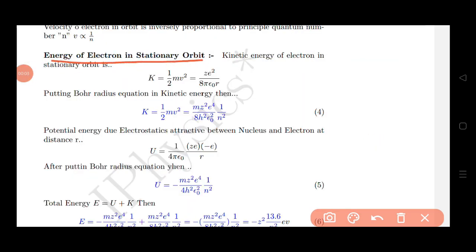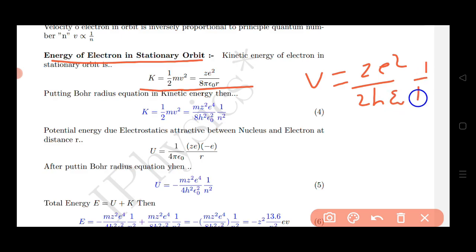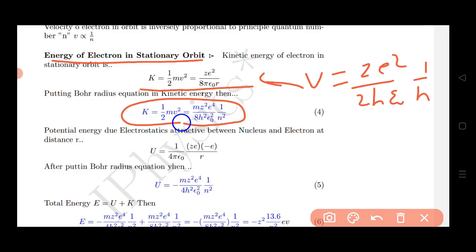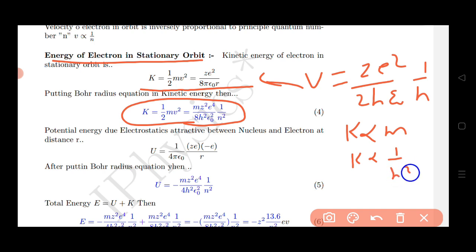Energy of electron in stationary orbit. Kinetic energy K equal to half of mv square, where v is equal to Z e square upon 2h epsilon naught into 1 by n, and this is put in here. We get m Z square e power 4 upon 8 h square epsilon naught square n square. This means kinetic energy is directly proportional to m and inversely proportional to n square. m is the mass, n is the principal quantum number.